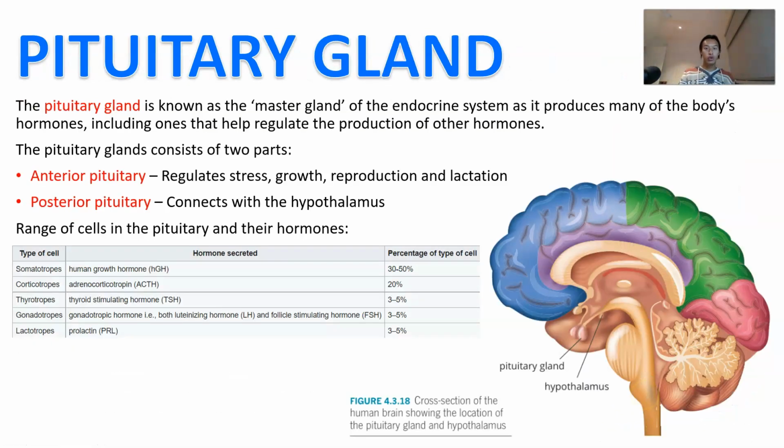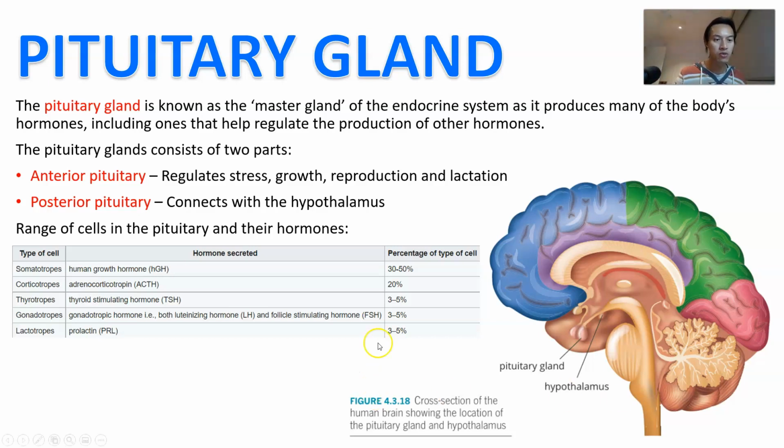Okay, the pituitary gland. Now, the pituitary gland is a really important gland responsible for the endocrine system, and it is known as the master gland. It's going to produce a lot of the body's hormones, including the ones that are going to help regulate the production of other hormones. So it's kind of like the brain of the hormones, okay?